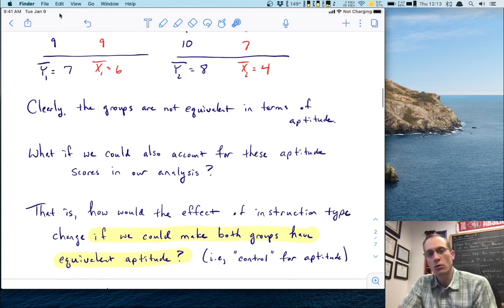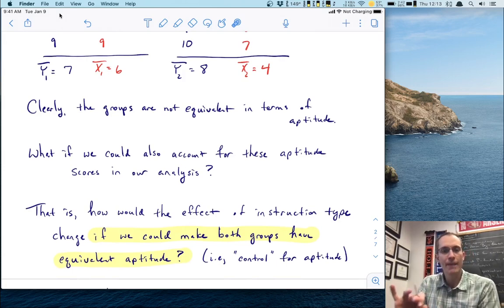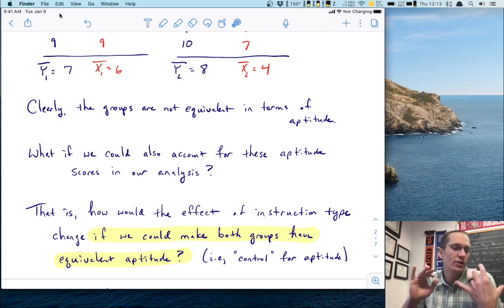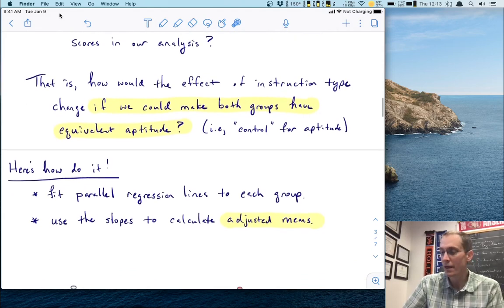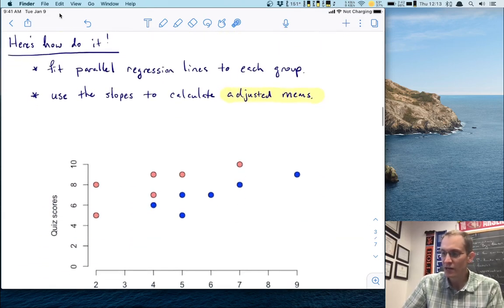That is, what I want to know is, how would the effect of instruction type change if we could somehow magically make both groups have equivalent aptitude? In other words, what if we could statistically control for aptitude, remove the fact that these 2 groups come to the course with different levels of aptitude for statistics? Well, it's really cool how we can do that. And I want to show you how that works in the next few slides. So here's how basically we do it.